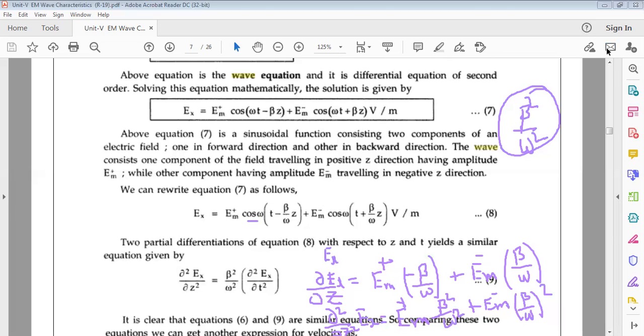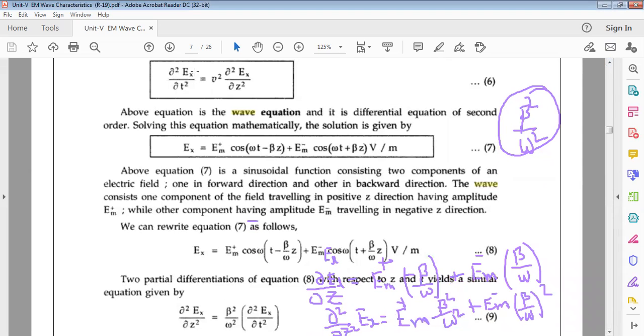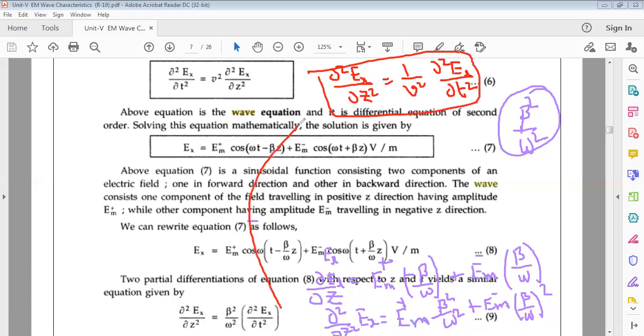So we already compared this equation with v square. You see, dou square Ex by dou z square and dou square Ex by dou t square. From this equation, you can write dou square Ex by dou z square is equal to 1 by v square into dou square Ex by dou t square. Now compare the equation now with this equation.